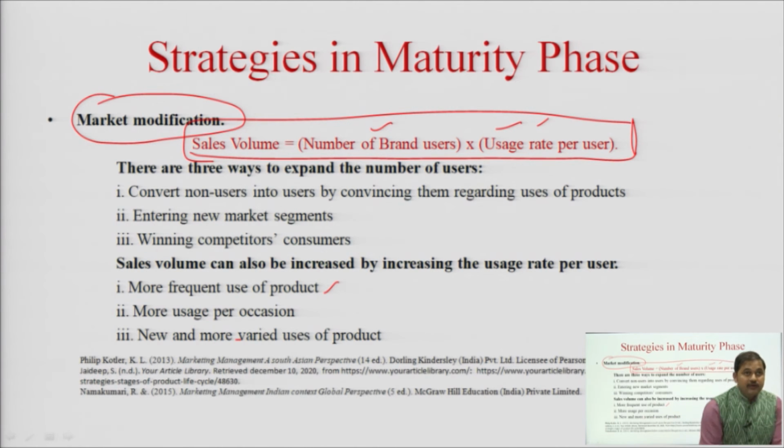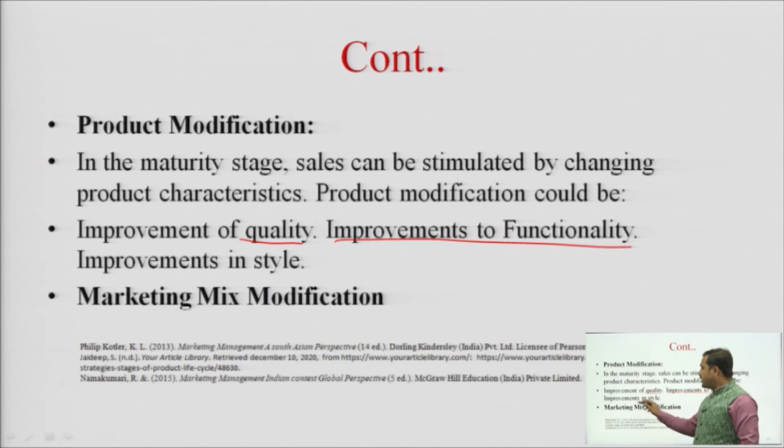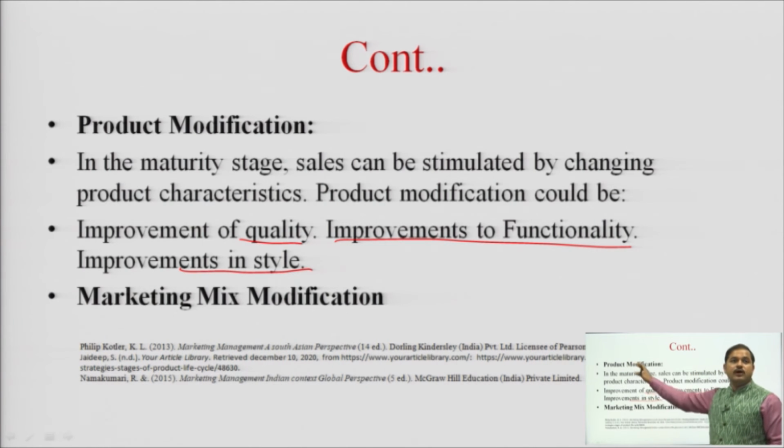Okay, let us have a look at the next strategy. The next one is product modification. That means the first one is market modification, the next one is product modification. I must do everything to modify my product. Improvement of the quality of the product, I can increase the quality of the product, I can improve the functionality of the product, I can work on the style of the product. That way I can modify the product.